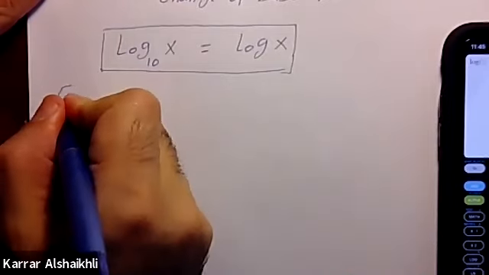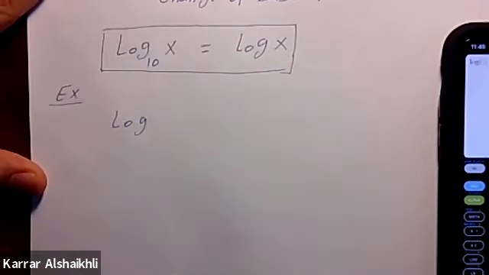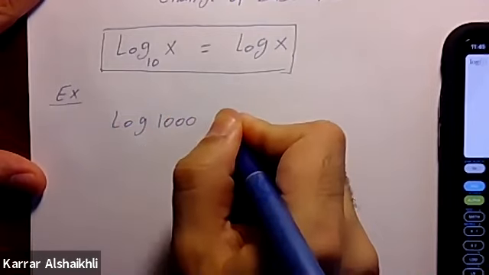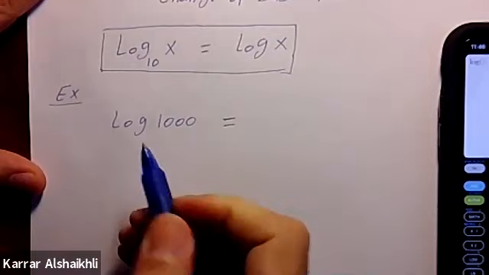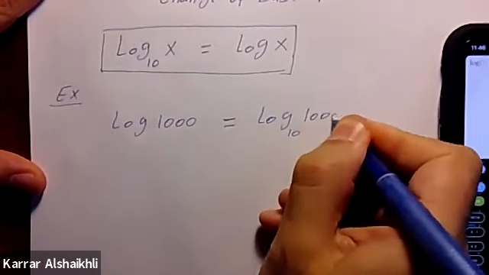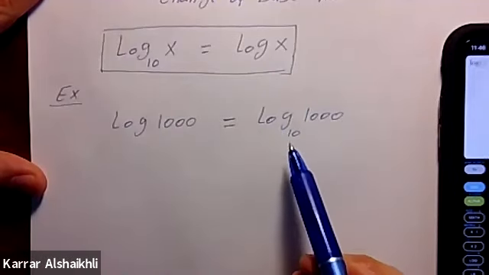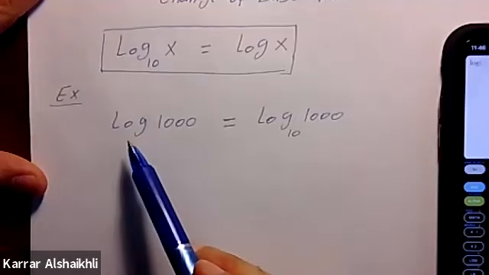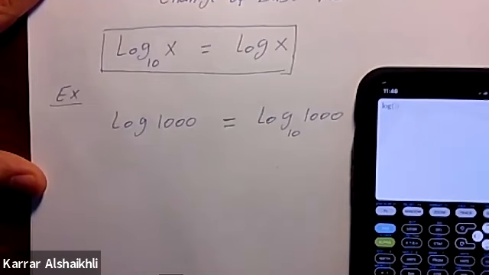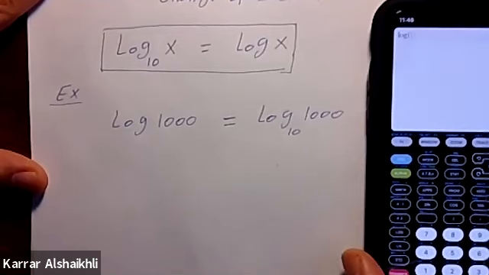So if you have log 1,000, that means the base here is already 10. So it's already log to the base 10 of 1,000. It's up to you. You can plug in the log to the base, or if you want to use the log without base by just clicking on this log here in the calculator, it's going to be the same result.